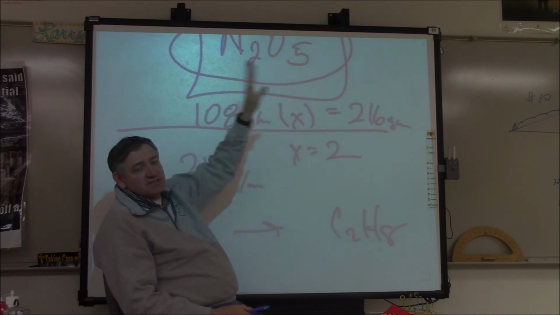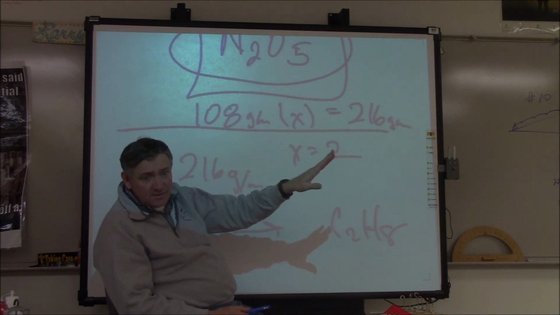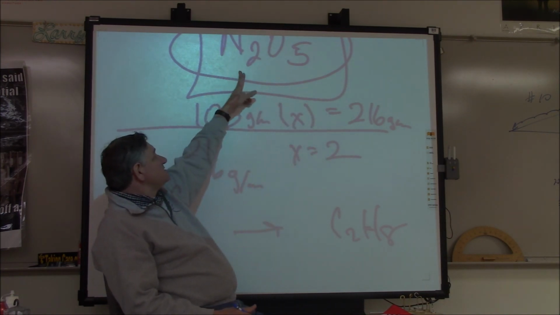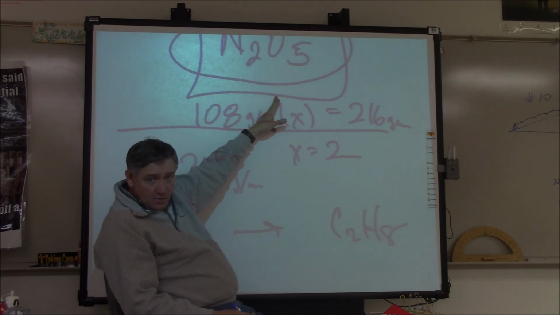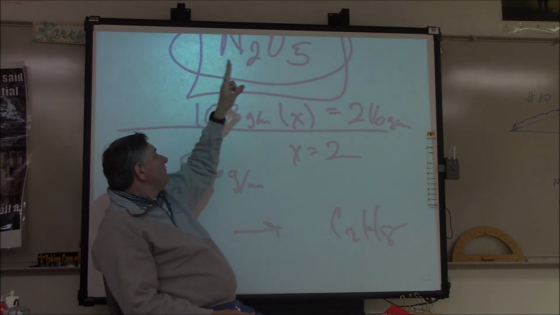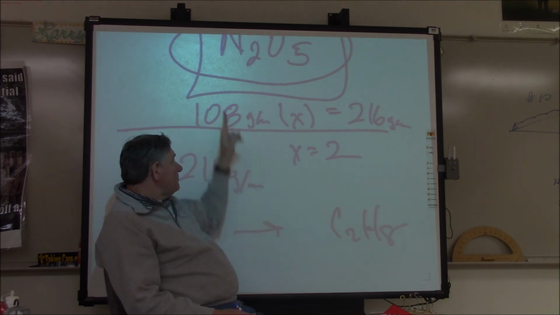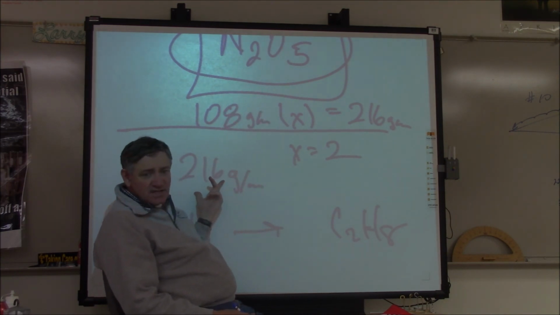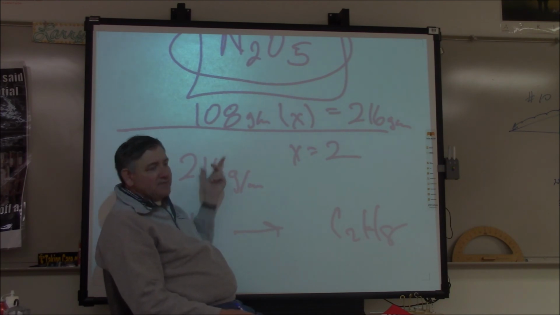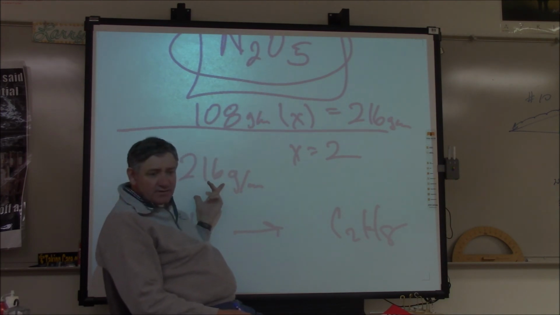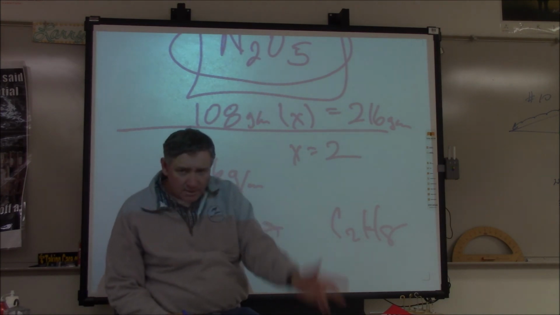So the actual molecular formula, which is the actual compound, how it exists, is going to be 4 nitrogens to 10 oxygens. Now, here's how you can tell that you got this right. Assume that it's N4O10. Find the molar mass of N4O10. If that molar mass is 216, you did it right. If that molar mass isn't 216, you did it wrong.